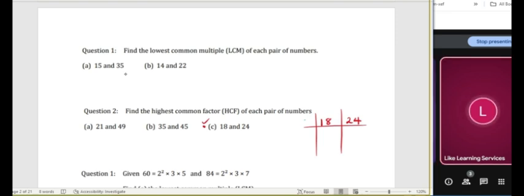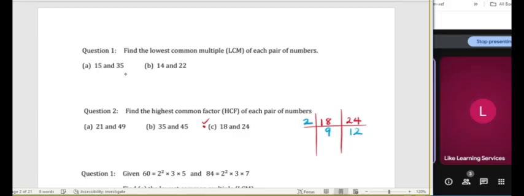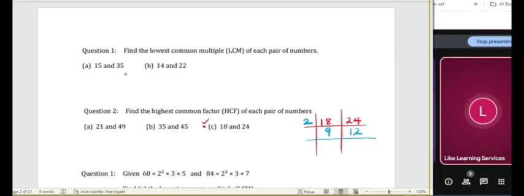So 18 divided by 2 will give what? 9. 24 divided by 2? 12. All right, what can I use to divide again? 2. 2 can divide. 9 divided by 2 will be 9, because you cannot divide without a remainder, so you bring it down. 12 divided by 2.